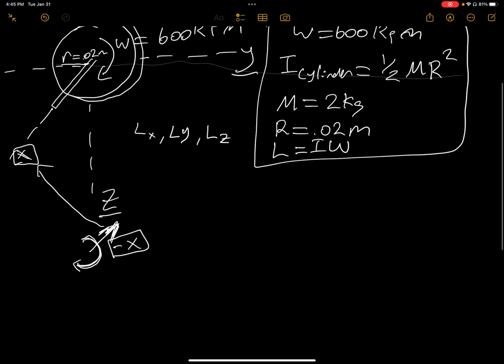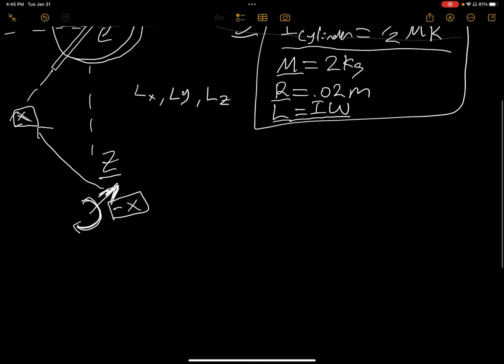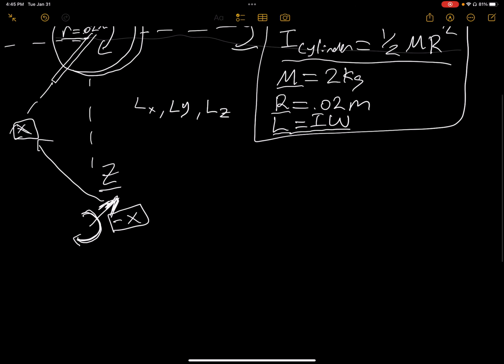So what we're going to do is solve for L. We have that in our little toolbox. L equals I omega, moment of inertia times omega. We have the radius, we have the mass, we have everything we need. We have omega, and we even know the moment of inertia of the cylinder, which we're using a lot these days, 1/2 mr squared. And so let's find the moment of inertia.